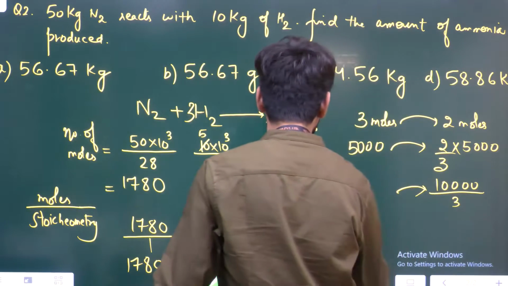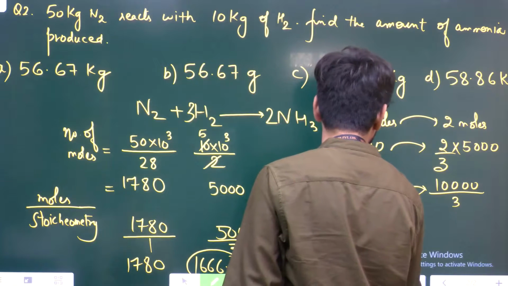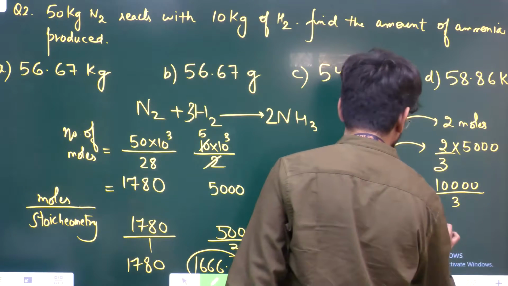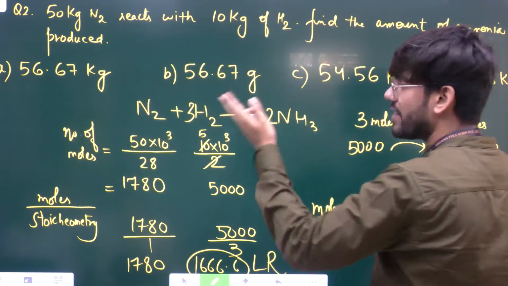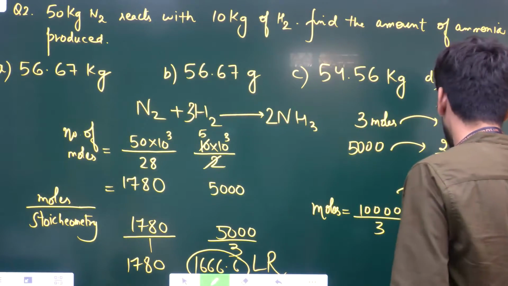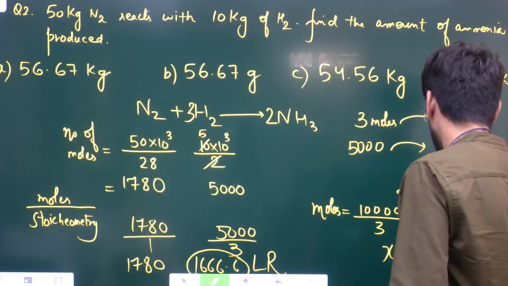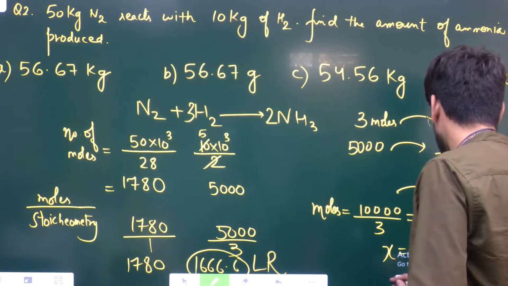Now, moles is equal to given mass upon molar mass. Moles is 10,000 upon 3, and the given mass is what you are supposed to find out. The molar mass for ammonia is 17, that is 14 plus 3. So x comes out to be 17 into 10,000 divided by 3. Tell me what it is.